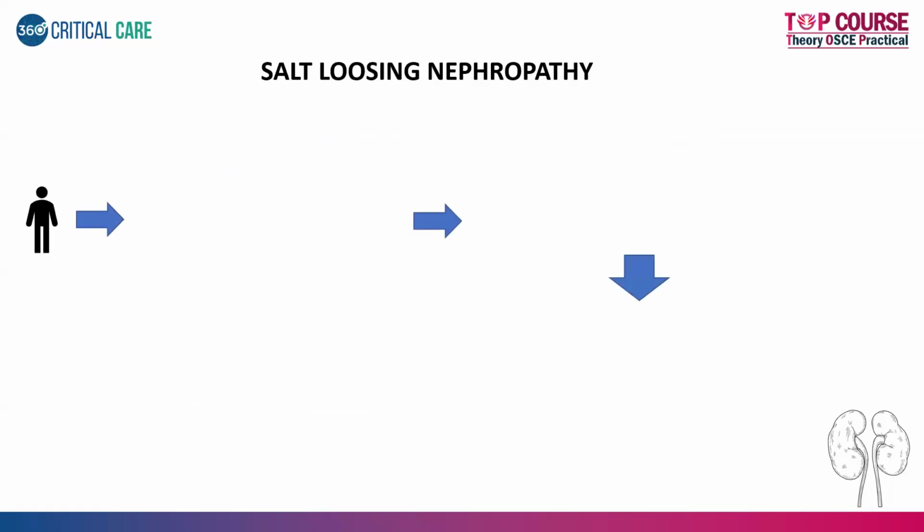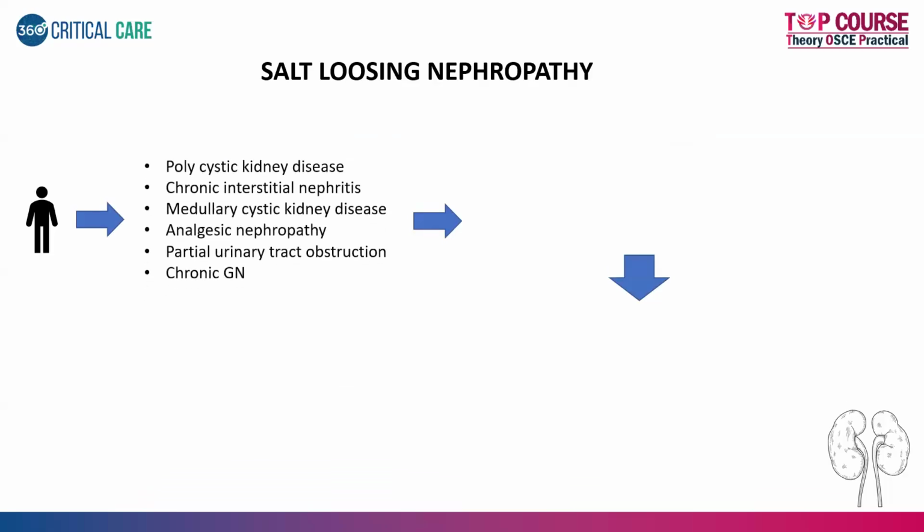Coming to salt-losing nephropathy. So who are the patients who can have salt-losing nephropathy? They're usually patients who have polycystic kidney disease, chronic interstitial nephritis, or patients because of medullary cystic kidney or analgesic abuse, or patients with partial urinary tract obstruction, be it BPH or any kind of pyelonephritis, or a patient with chronic glomerulonephritis. So what will these patients usually present with?